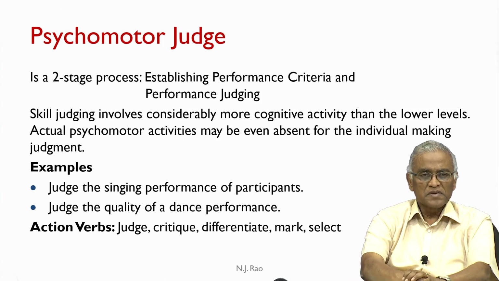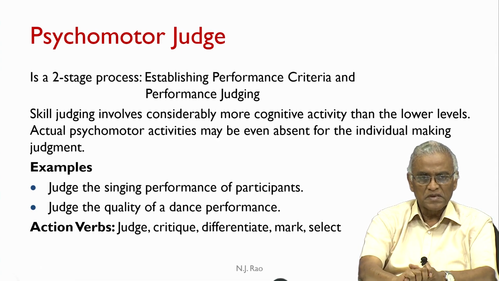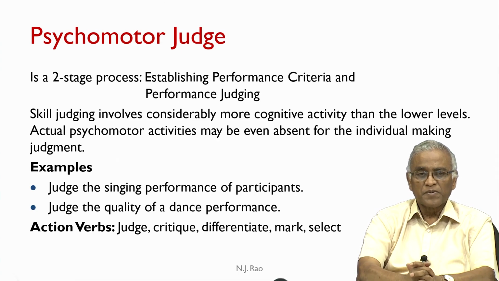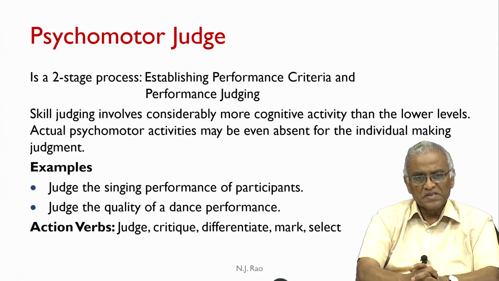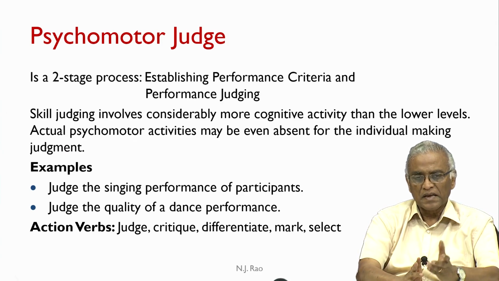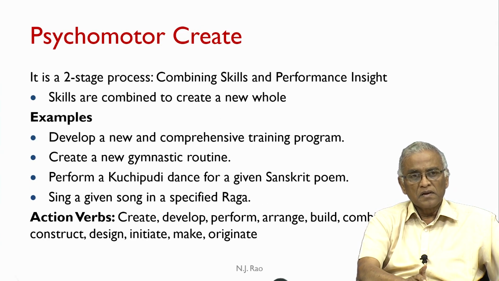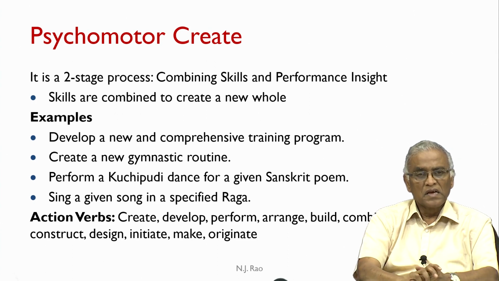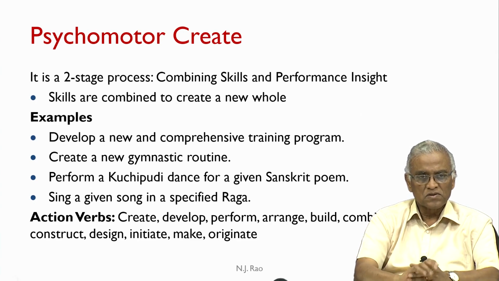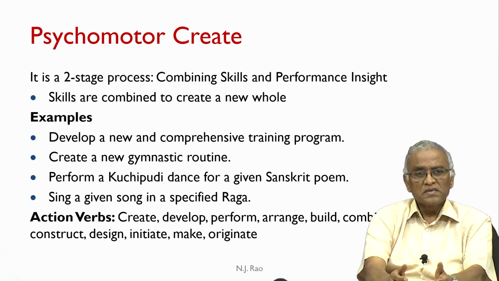So, some examples are judge the singing performance of participants or judge the quality of a dance performance. This is something that all of us are familiar with these days on so called TV reality shows. Action verbs include judge, critic, differentiate, mark or select. Then you have the psychomotor create. It is a two-stage process combining skills and performance insight. Essentially skills are combined to create a new whole.